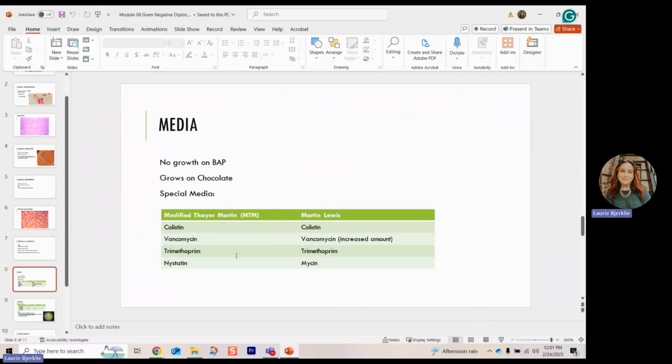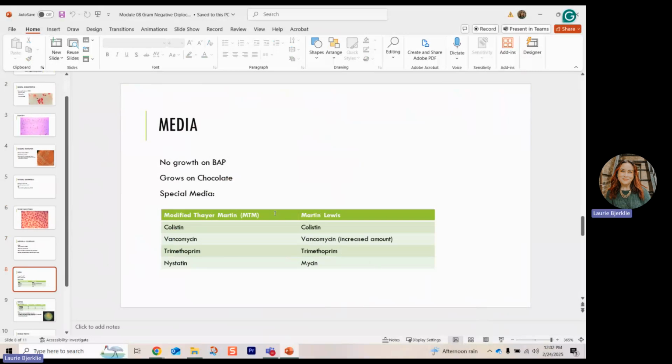So I do need you to memorize the antibiotics on each of these agars and what they inhibit. That is important for testing, exam-wise. So know what's in each of these, what they inhibit, and of course that they are special agars, specific agars for the growth of Neisseria.